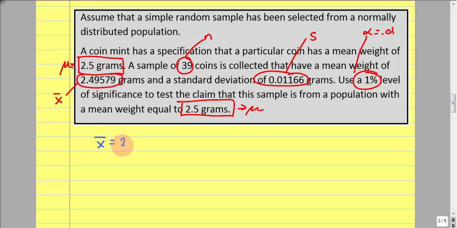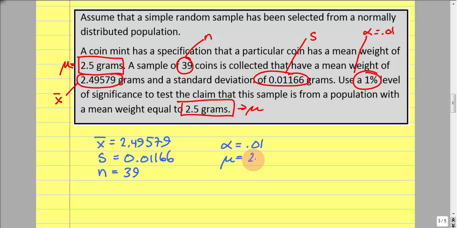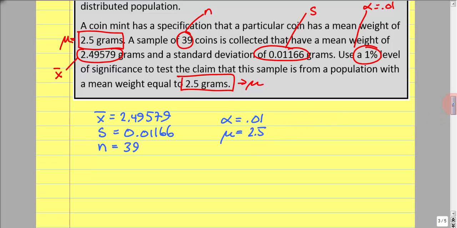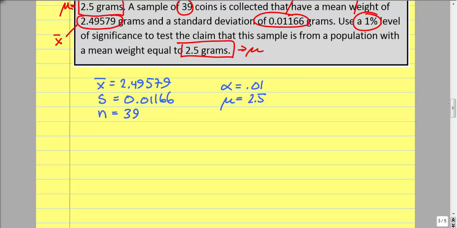So x bar is 2.49579. s is equal to 0.01166. We don't want to round here, because if we do, we're going to get inaccurate answers. And our sample size is 39 coins. We have our level of significance alpha is 0.01, 1%, and we have our mean here is equal to 2.5. Now, what we're doing is we're checking 39 coins from a very, very large batch. And we're trying to think, okay, is this coming from a batch of coins whose true mean is 2.5? So for the first test, we want to state our H0 and HA.